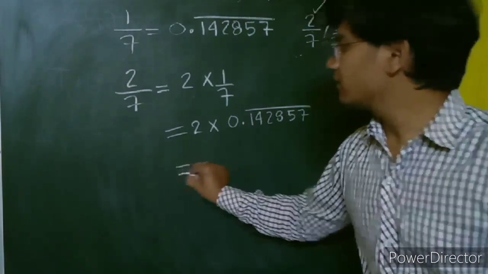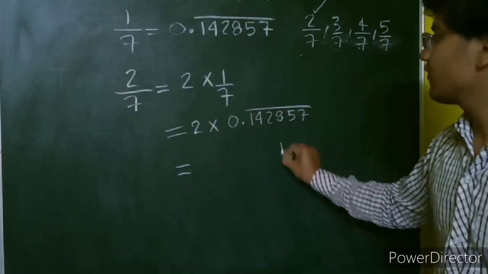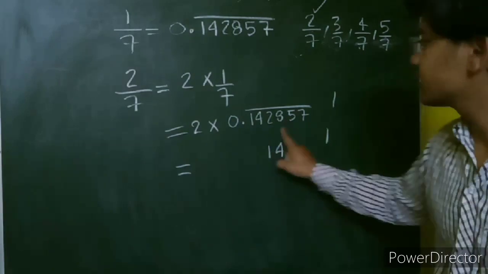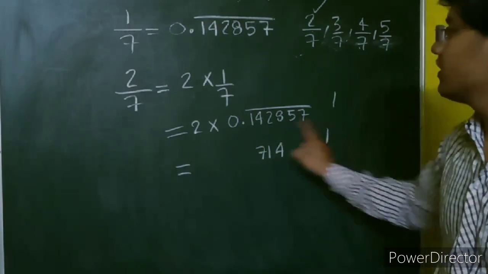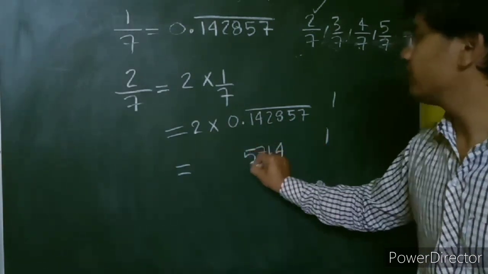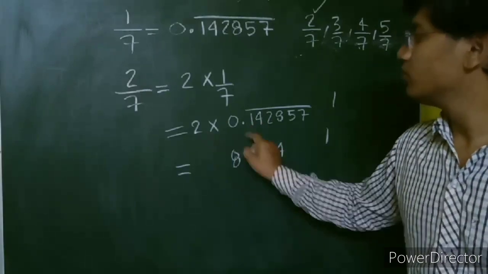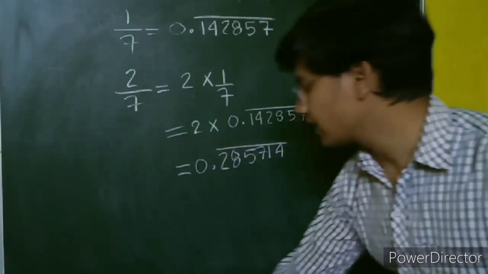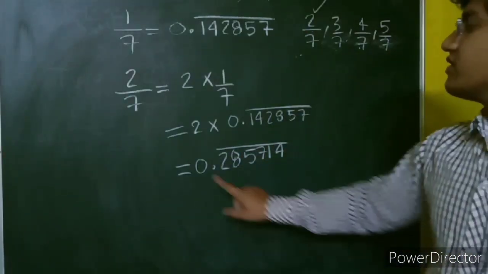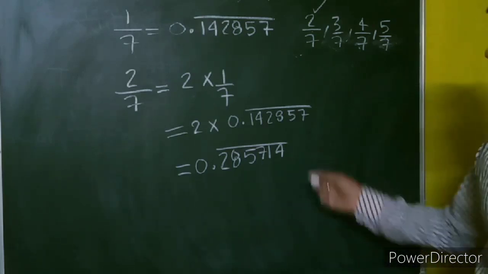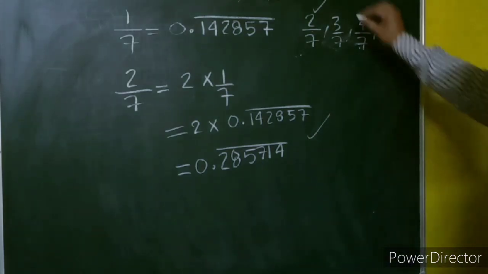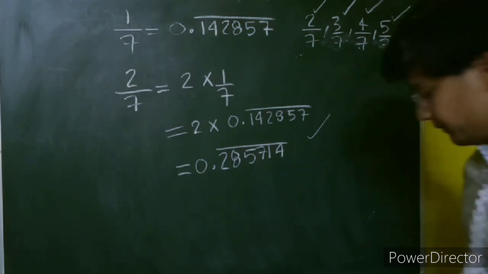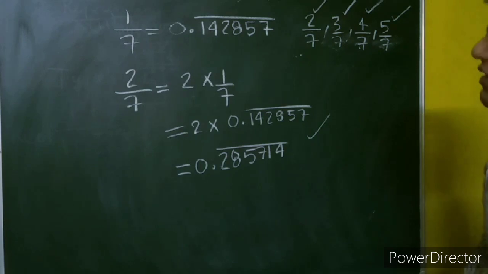Now we will multiply it by 2. So 2 sevens are 14, 4 carry 1, 2 fives are 10, 11, 1 carry 1, 2 eights are 16, 17, 7 carry 1, 2 twos are 4, 5, 2 fours are 8, 2 ones are 2, 2 zeros are 0 and bar once again we will write. So our answer is 0.285714 bar. Like this you can find out the value of 3 upon 7, 4 upon 7 as well as 5 upon 7. Now let's move towards our third question.